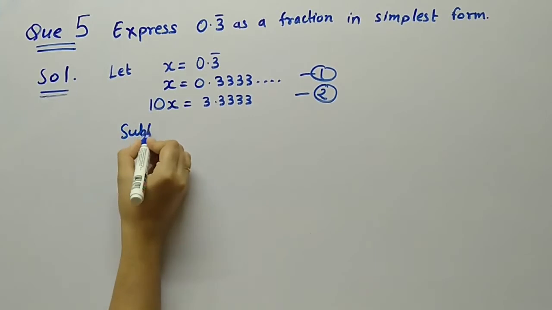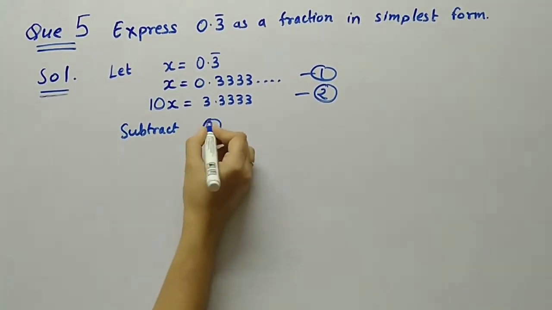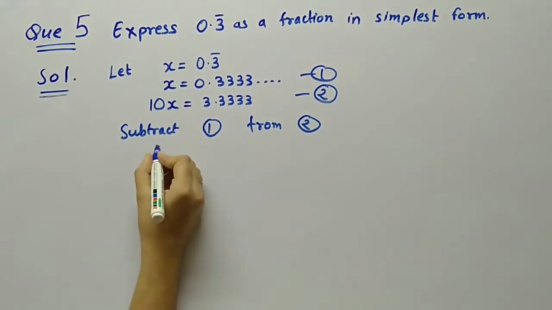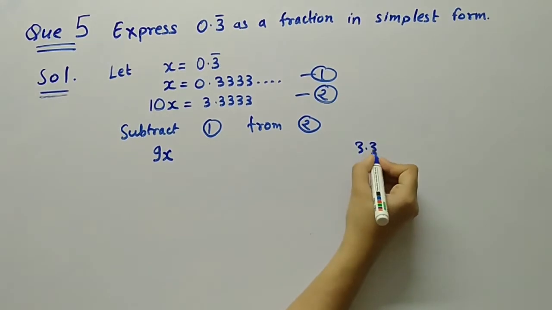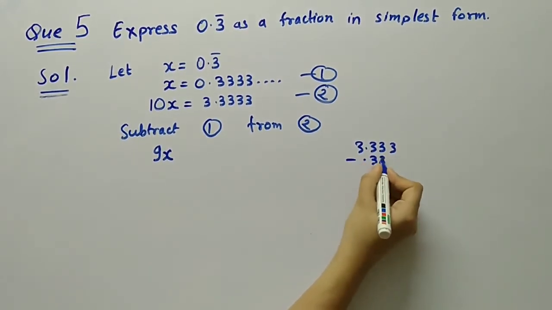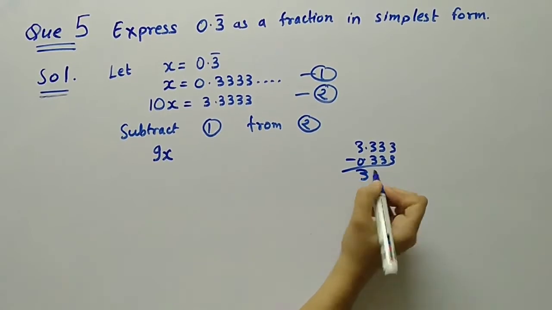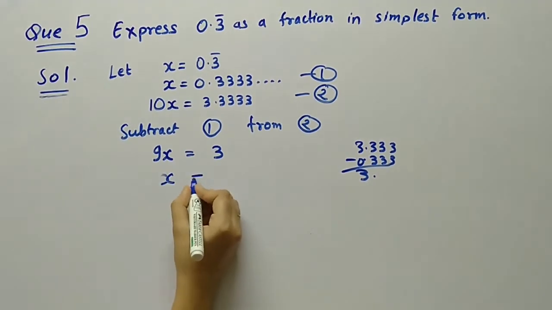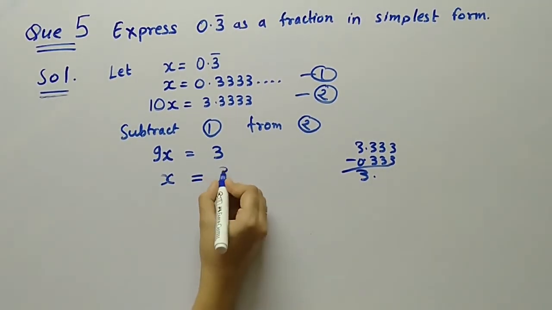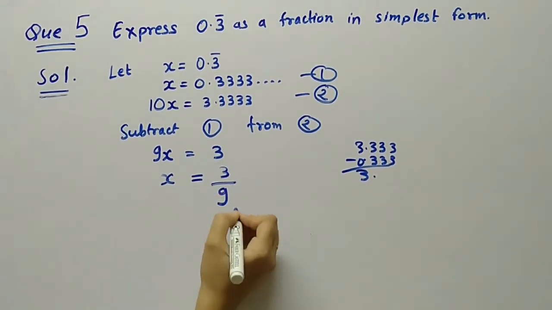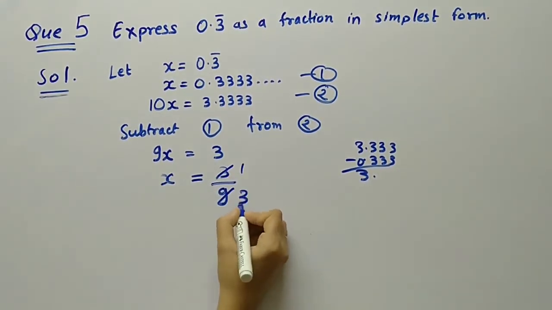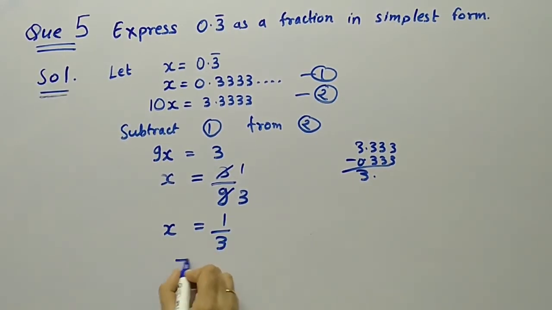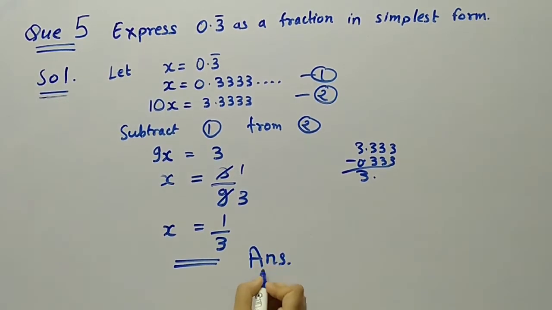Now we will subtract 1 from 2. So 10x minus x is equal to 9x, and 3.333 minus 0.333 is equal to 3. So 9x is equal to 3. Now from this we get x is equal to 3 by 9. The simplest form of 3 by 9 is: 3 1s are 3, 3 3s are 9. So x is equal to 1 by 3. So this is our answer.